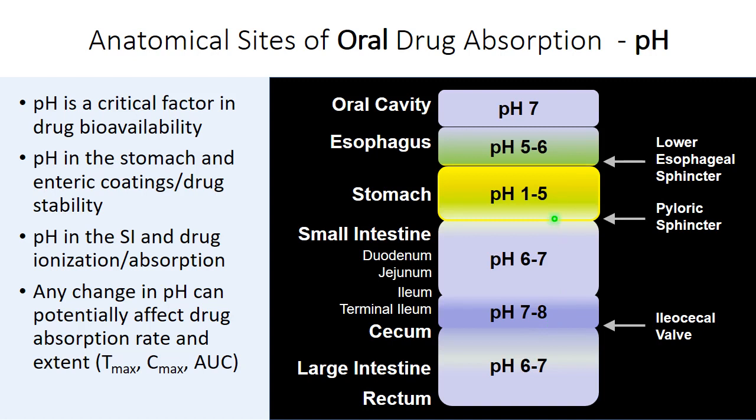If we didn't have those sphincters or valves, we wouldn't be able to have a real separation of the fluid. And remember, each organ is going to have different secretions. So the stomach will have protons, the small intestine will have bicarbonate, and that's why that is more alkaline than the stomach. So all these can affect drug absorption and disintegration, etc.